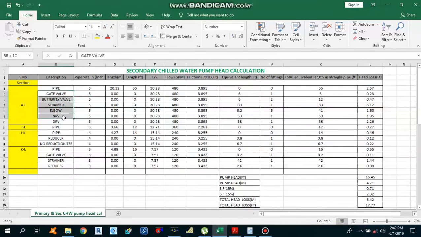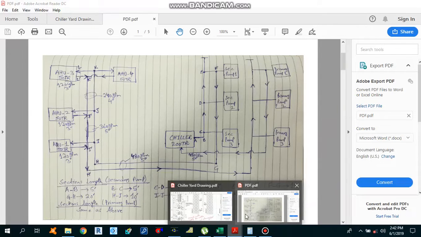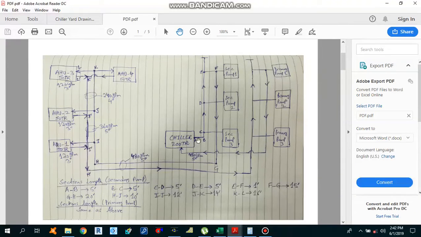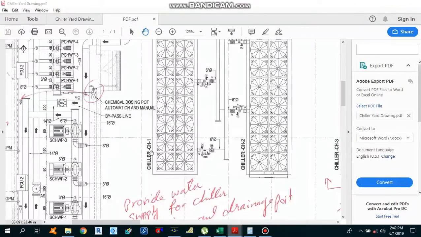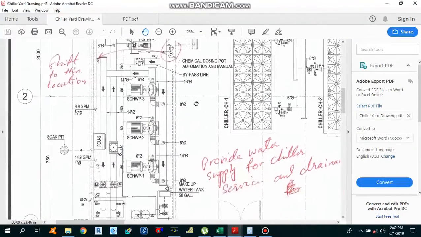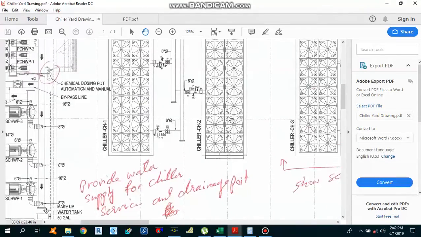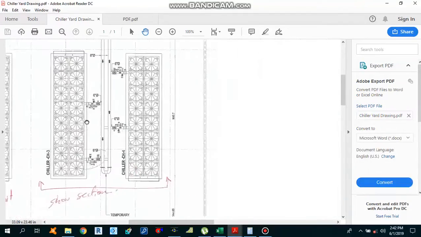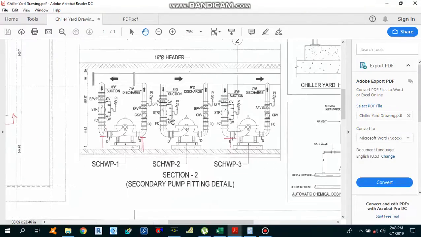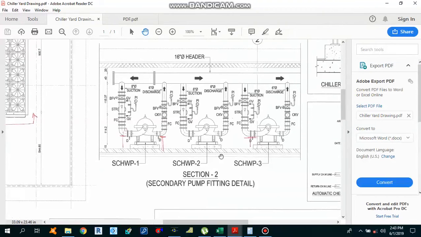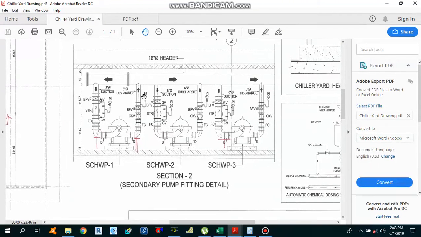Now I will show you the fittings which we have from section A to I. What are the fittings we have? In order to give you a better idea, let me show you in this chiller yard drawing. Since we are working with the secondary chilled water pumps, we can see that this is the section of the secondary pump. This is the pump header, as you can see over here.